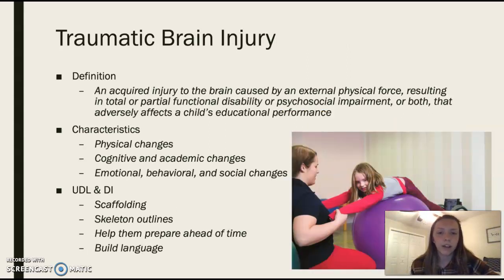We also have traumatic brain injury, which is an acquired injury to the brain caused by an external physical force resulting in total or partial functional disability, or psychosocial impairment, or both, that adversely affects a child's educational performance. Some characteristics may be physical changes, cognitive and academic changes, or emotional, behavioral, and social changes.